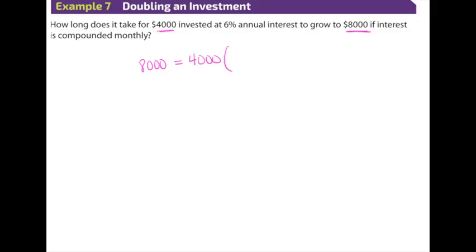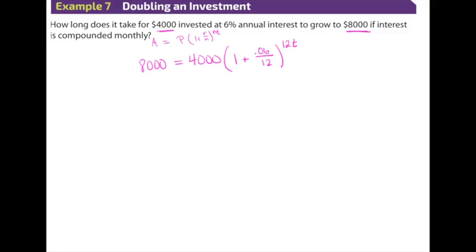My formula is: what I have in my account is what I invested, times 1 plus my rate over the number of times compounded, to the n times t, right? That's our formula. So 1 plus my rate. My rate is 6%. I write that in decimal form. Compounded monthly means it's compounded how many times a year? 12. And then n, and then t is what we don't know.